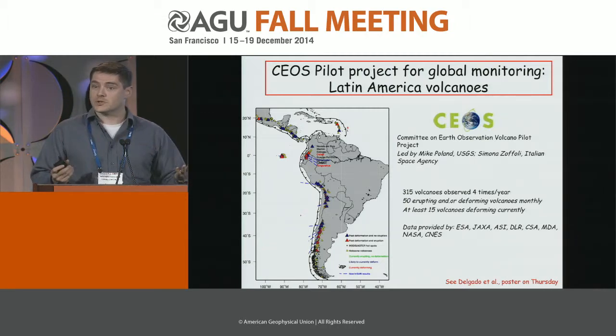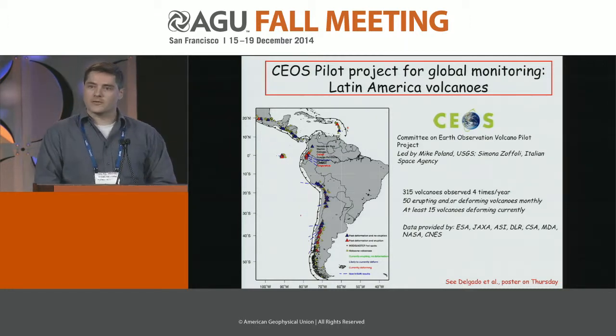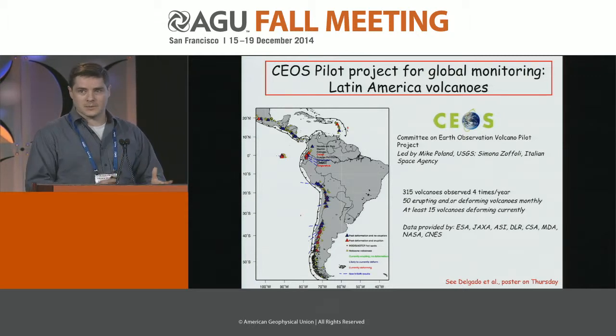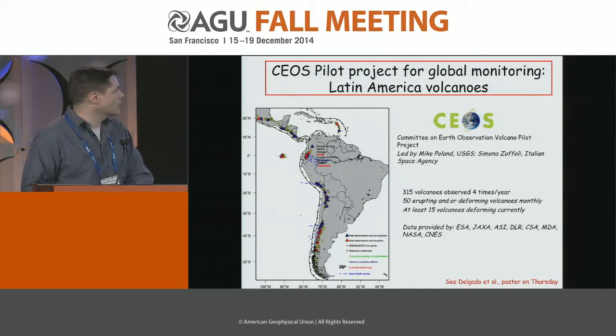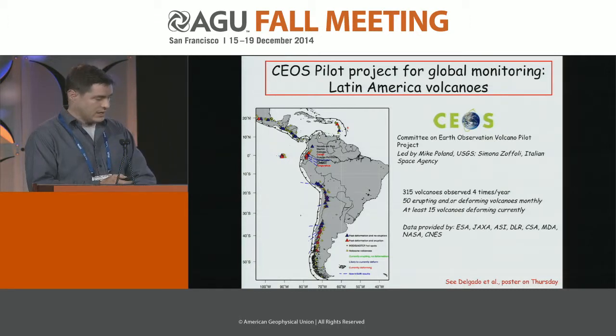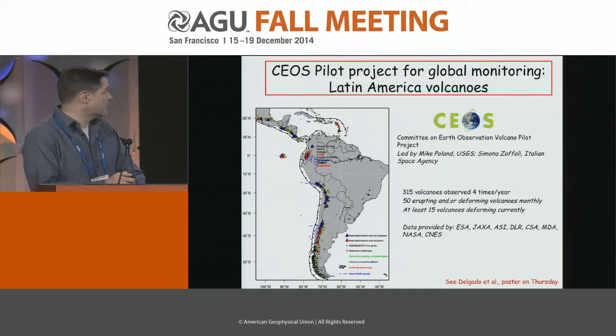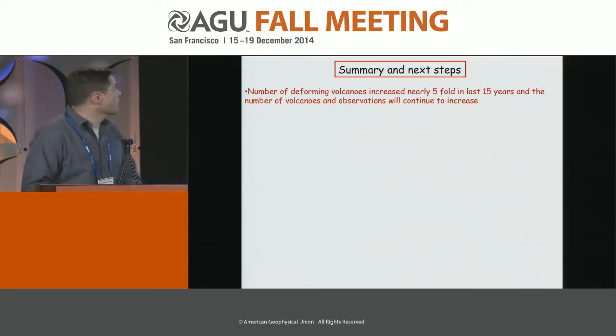And we've come up with an observing strategy, working with the space agencies, to focus on quarterly observations at all the volcanoes, and monthly observations on perhaps about 50 volcanoes that are known to be potentially active, and of that fraction, about 15 are currently known to be deforming. A variety of space agencies are coordinating that, as well as providing data and linking up with volcano observatories, and there will also be a poster on this on Thursday if you'd like to learn more about what we found so far. So let me just summarize where we are.